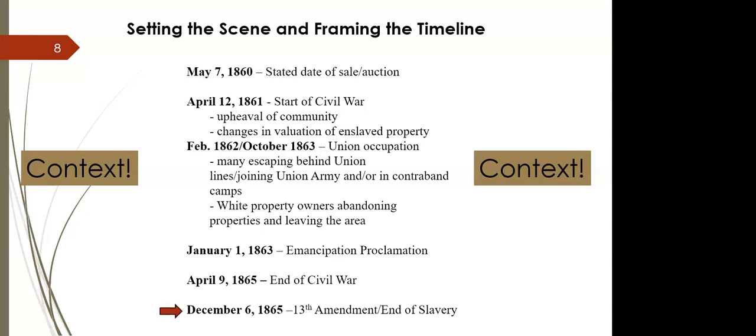This is the frame for the timeline that we're going to be building for Joseph, so that I know, hopefully, how to identify him after emancipation based on what I can learn about him during this period of time before formal emancipation, and anything I might be able to find out about him previous to the 1860 auction or sale.